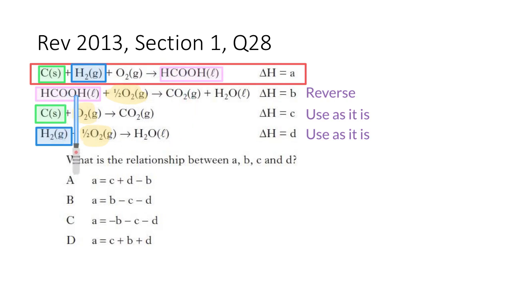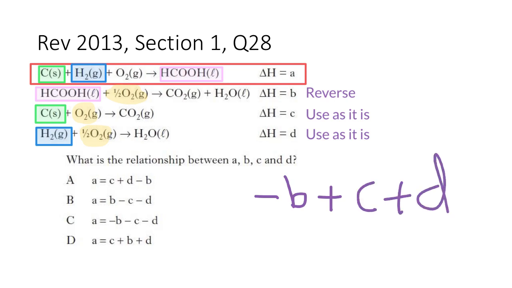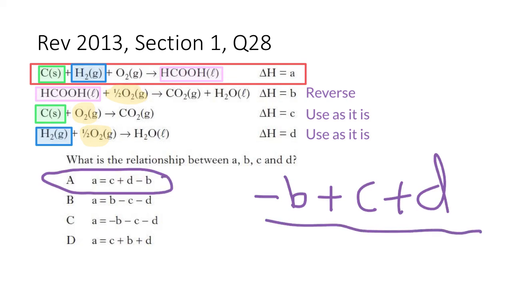So I matched up. Equation 1, I need to reverse because we're on opposite sides of the arrow. Equation 2, same side, same moles, use it as it is. Equation 3, same side, same moles, use it as it is. And that gives me minus B plus C plus D, and I just have to match up which answer fits that best. And I'm looking along, checking my signs here, and we'll find that A gives us that. They don't have it in the same order, but everything's got the correct signs.